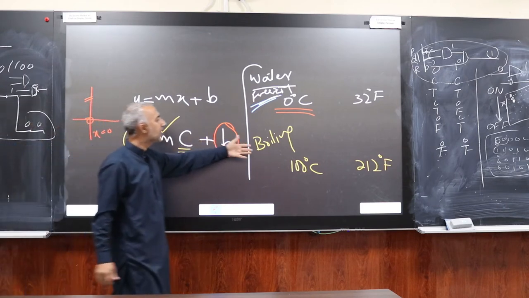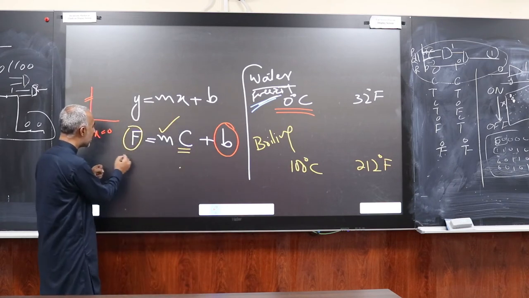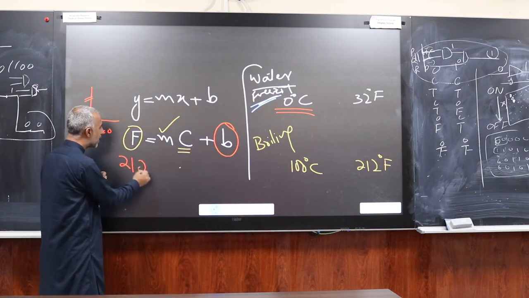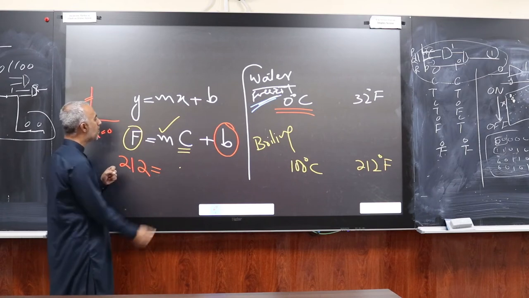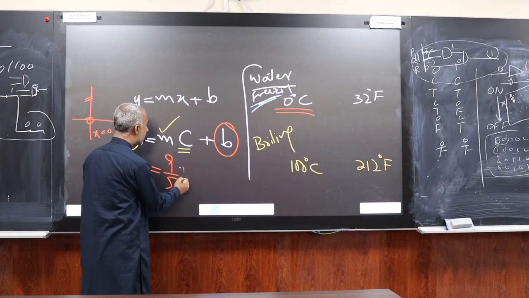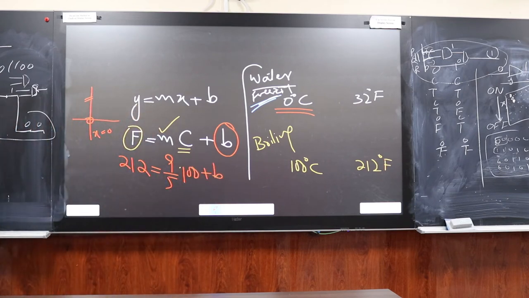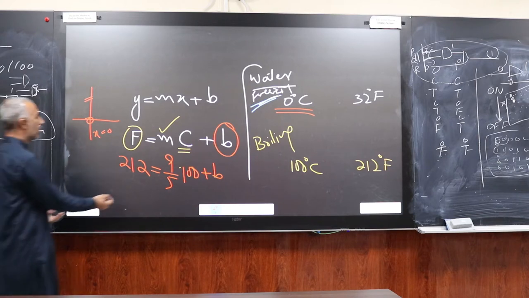You can also consider the boiling point values. For example, what is the boiling point? In Fahrenheit, 212. And what is the slope? 9 over 5, and what is the Celsius? 100, plus b. I am asking to get the intercept value. You can consider the lowest point or the highest point too.